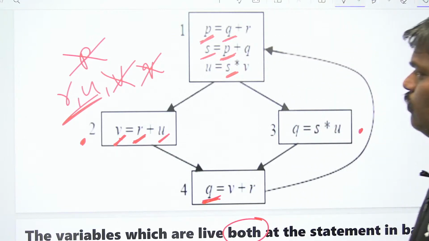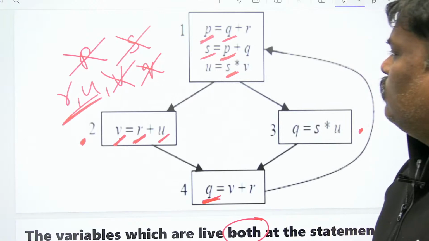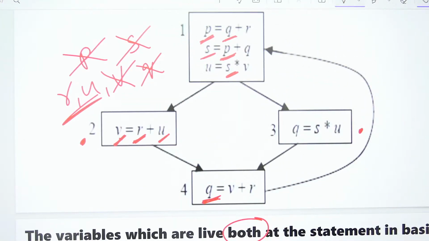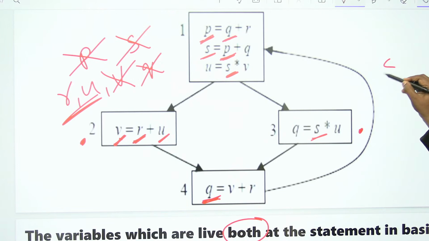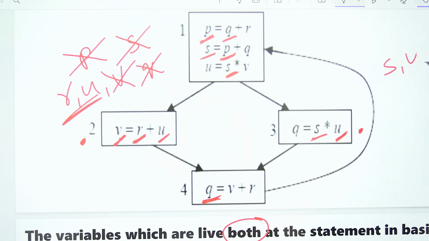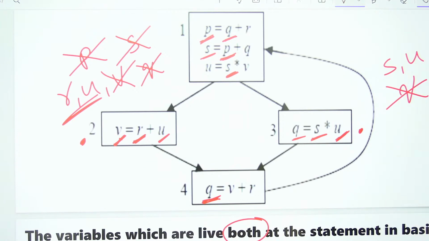Check if anyone has a doubt. S is not live. Some people are asking, what about U? U is already live. That's okay. So at 2, R and U are live. Let's go to 3. Those who have small confusion, you can check at 3 now. At 3, you are using S, old S only. You are using old U only. No problem. Q is dead immediately. See, Q is not used, but immediately changed.